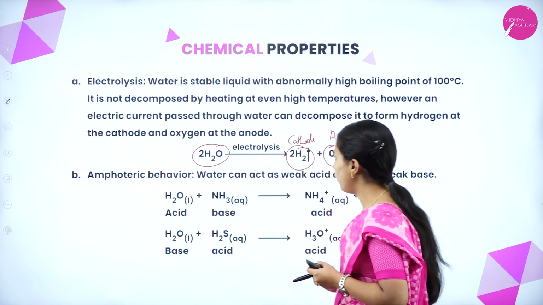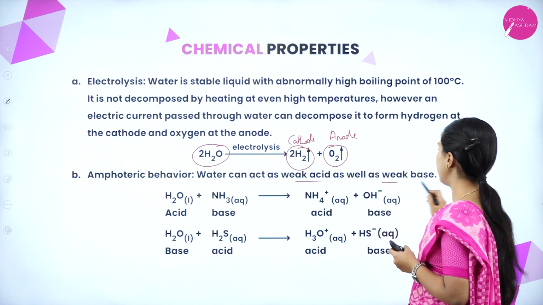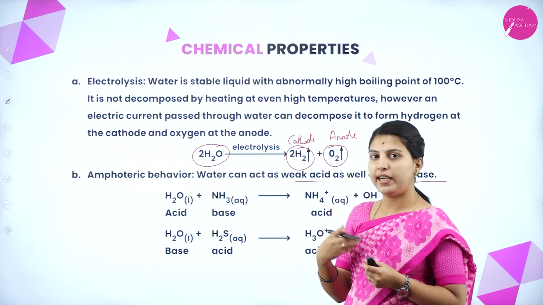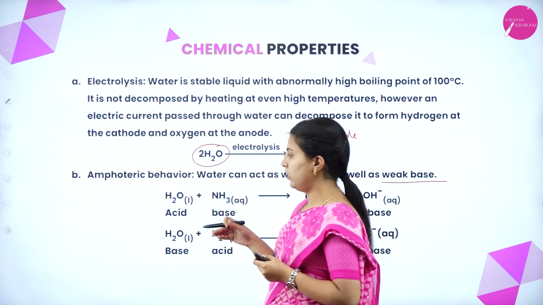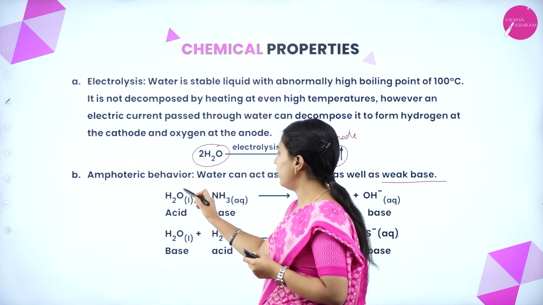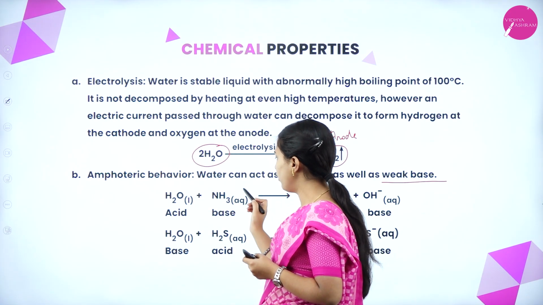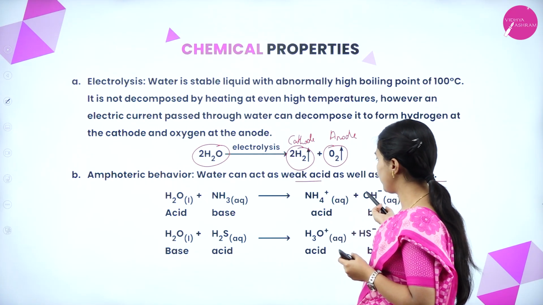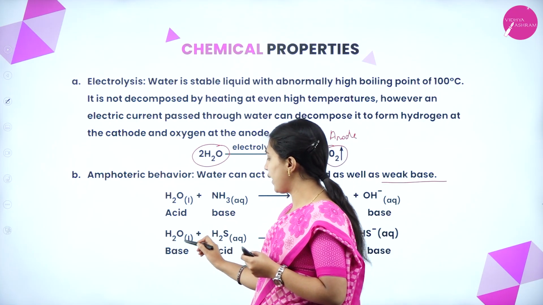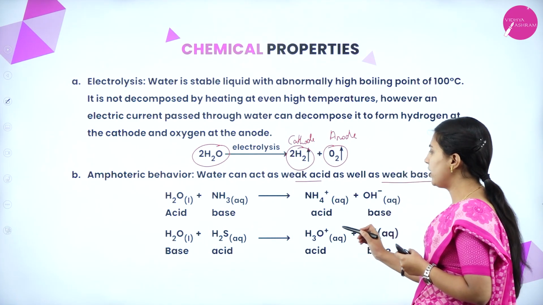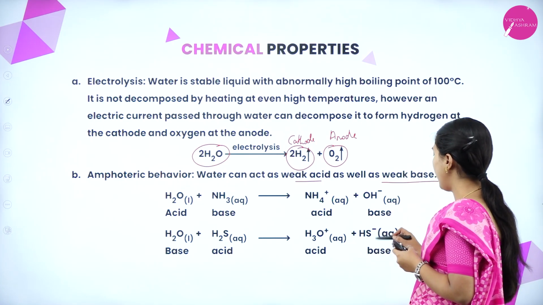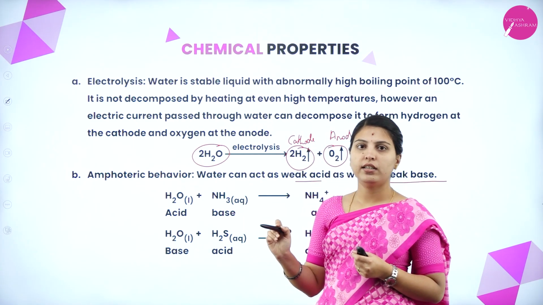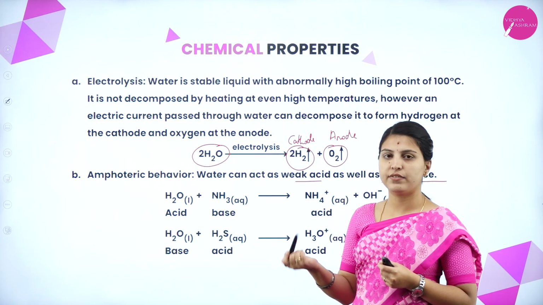Next, amphoteric behavior. Water can act as a weak acid as well as a weak base. Amphoteric means it can act as an acid and also as a base. We know that water is a neutral solvent. Here water is acting as an acid with ammonia, which is a base. What will happen? NH4 plus will act as an acid and OH minus as a base. Here water is acting as a base with the acid H2S: H3O plus is the acid, and HS minus is a base. So it shows that water is a neutral solvent which can act as an acid as well as a base.